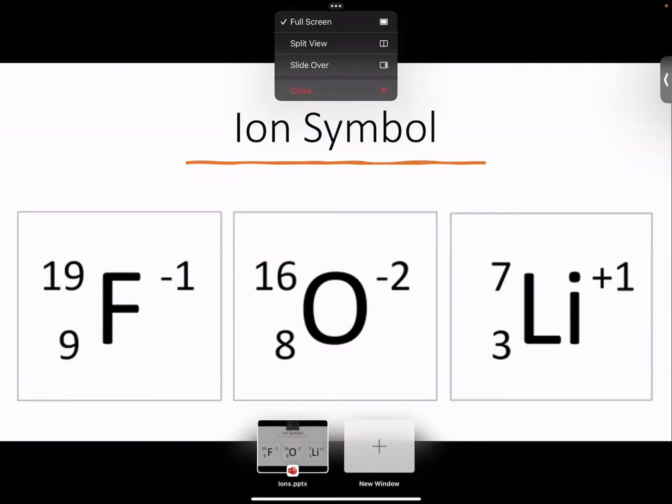Okay, so oxygen. Its atomic number is 8. It has 8 protons. The mass number is 16. 16 minus 8 means it has 8 neutrons. And this oxygen has a -2 charge, meaning it has 2 more electrons. So it has 10 electrons. So there's a lot of information.